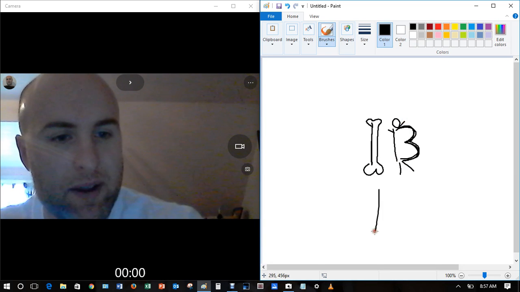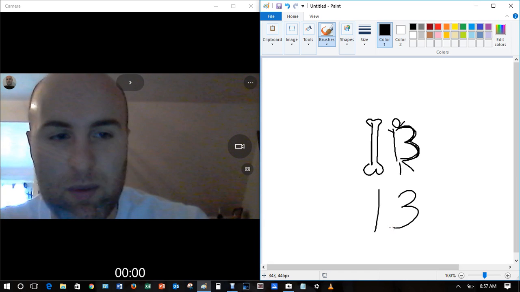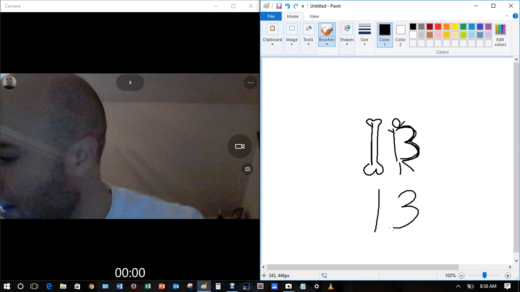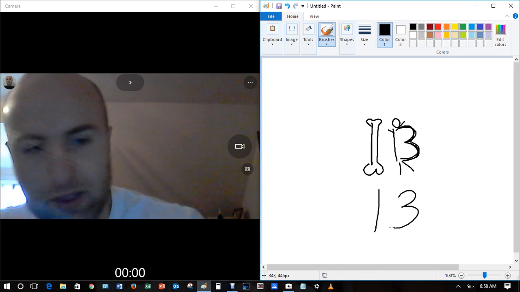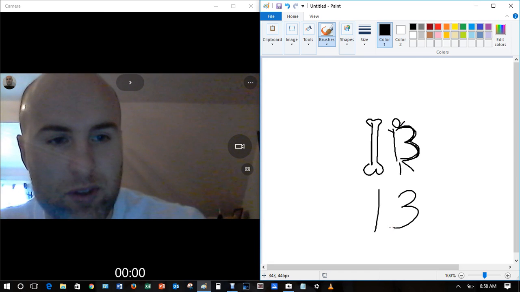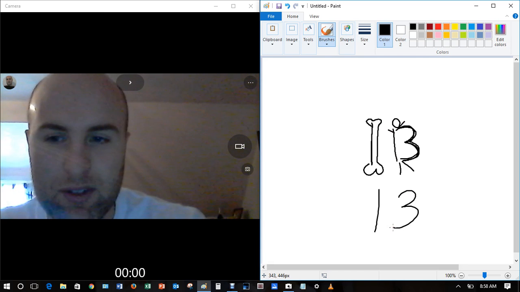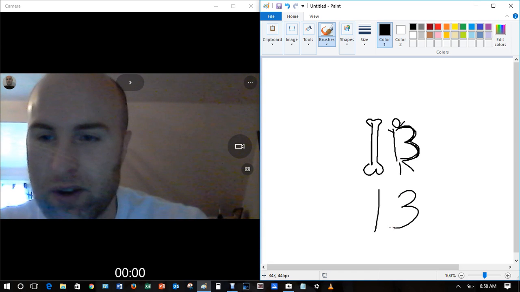So 1, 3, 13 weeks, femur and abdominal circumference at 13 weeks. So you're measuring the abdominal circumference with this big belly. It's got 2 rolls in the belly, and 1 is the bone.